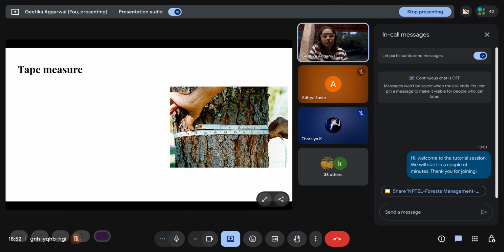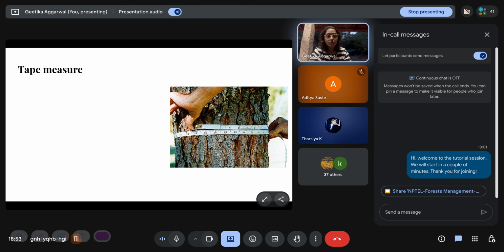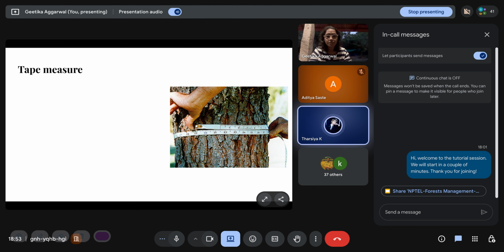Anyone? Take a quick guess of what the tape measure is measuring and how it's related to the diameter. Maybe it measures its circumference. Yeah, and how is that related to the diameter? It divides the length by pi and we get the diameter directly.